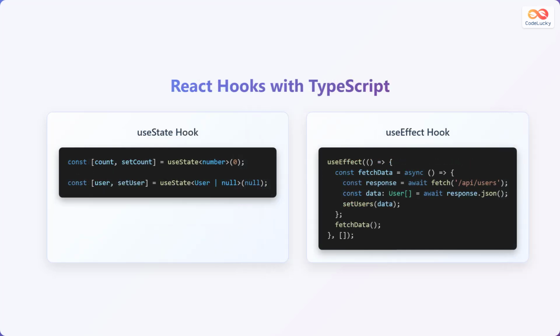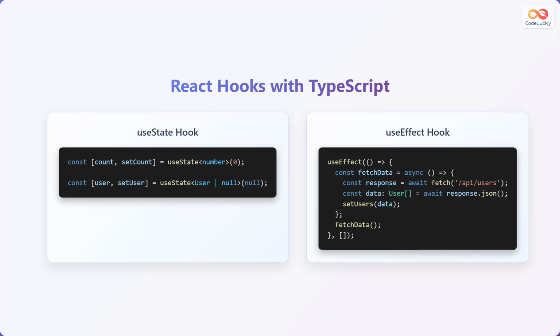Here's how to use React hooks with TypeScript. For the useState hook, you can specify the type of the state variable using generics. For example, const, followed by square brackets containing count, setCount, then equals useState, with a generic number and initial value 0. Similarly, for a user, you can define const, followed by square brackets containing user, setUser, then equals useState, with a generic User or null, and the initial value null.